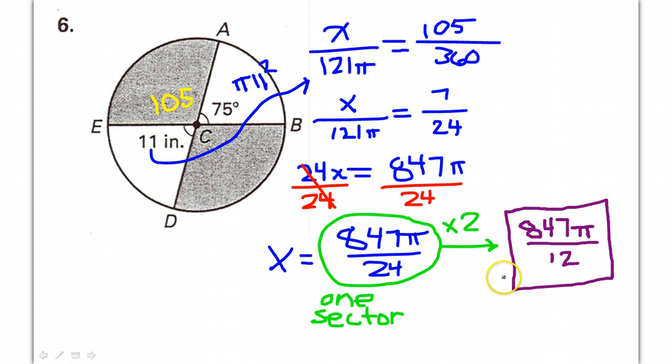That's the exact form. Can somebody tell me the decimal form? 221.744. 221? Yes. Not what I got. I got 110.9. You didn't double it. 221.7.